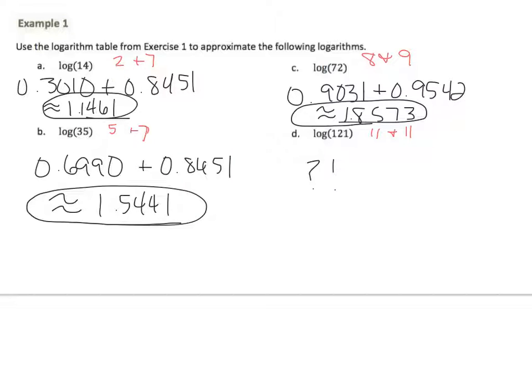Okay, there's C. If you look at D, 121 only breaks into 11 times 11. But if you look at the table, I don't have a value for log 11. So I can't figure that one out, can I?